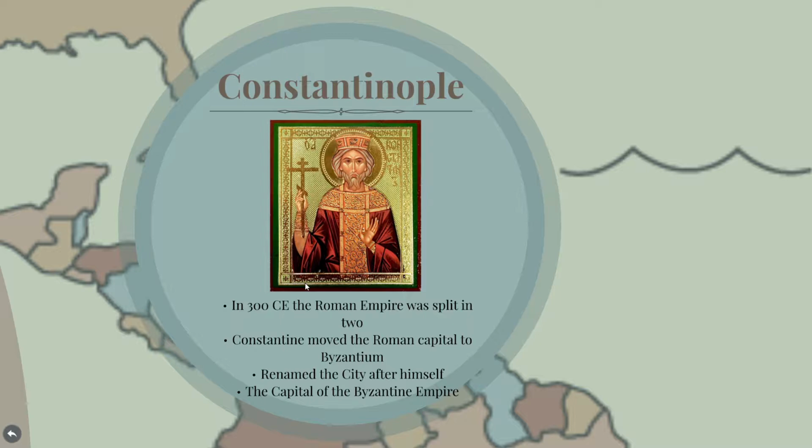In 300 CE, the Roman Empire was split in two. Constantine moved the Roman capital to Byzantium, renamed the city after himself, and it became the capital of the Byzantine Empire.